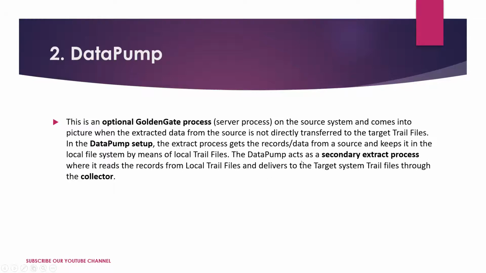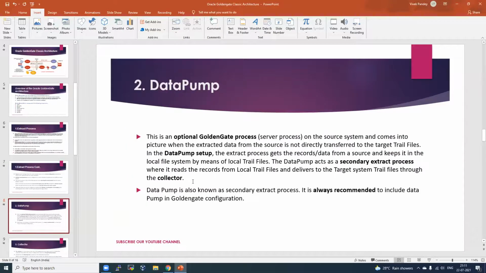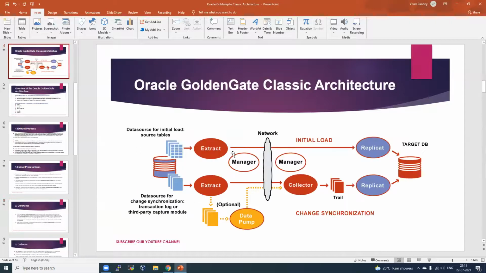The data pump acts as a secondary extract process, where it reads the records from the local trail file and delivers them to the target system trail files through the collector process. Let me go back to this diagram one more time. If you look at this diagram, the extract process is initially configured. If there is no direct mapping between the extract and collector, you can additionally create a data pump which will again send the data to the collector.